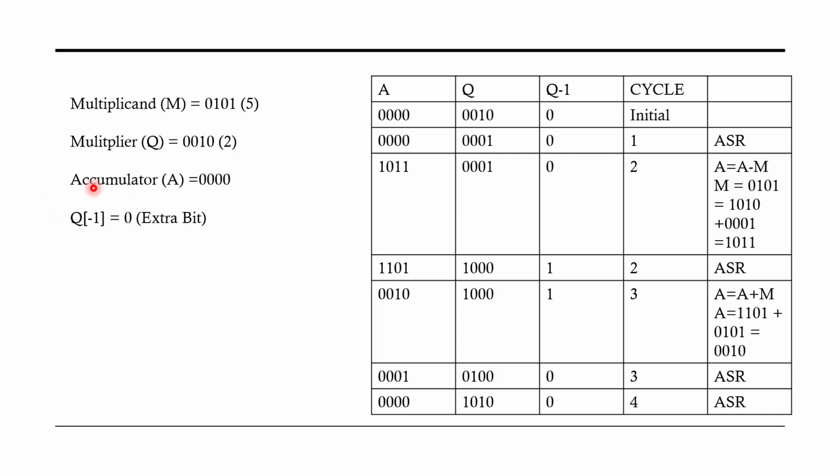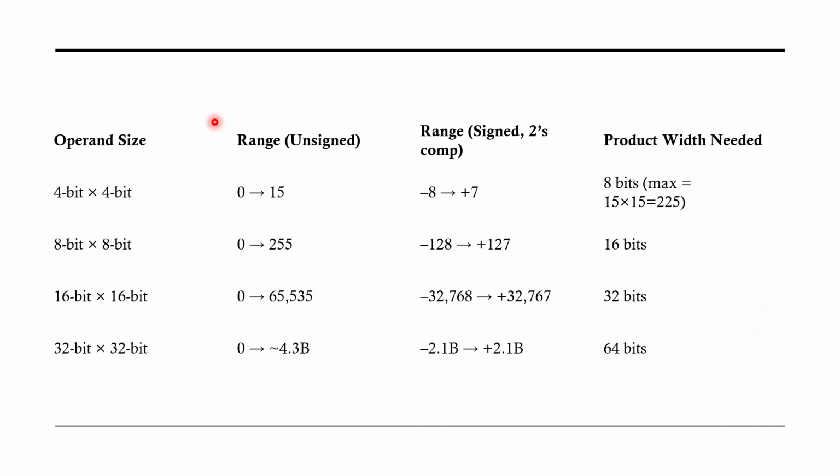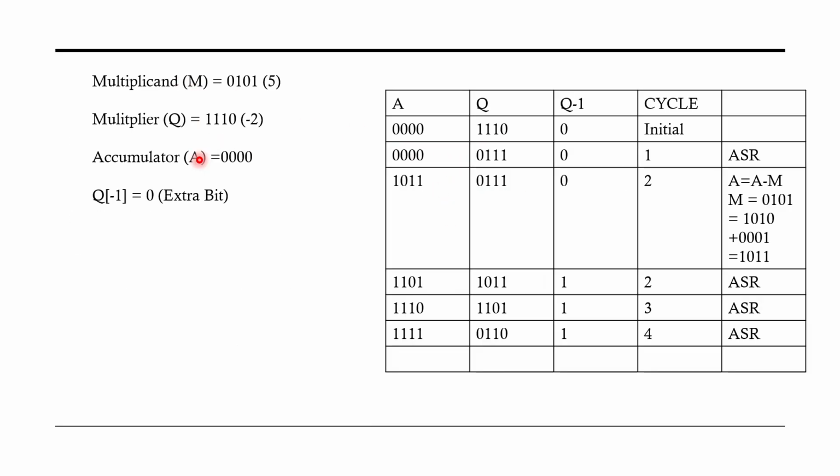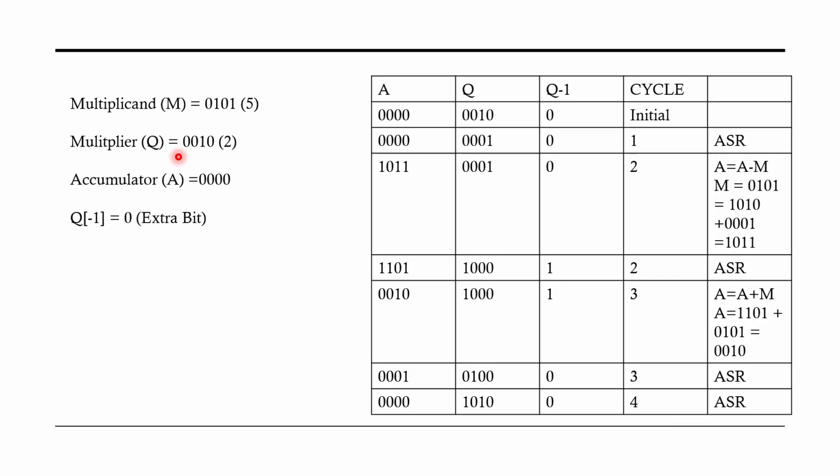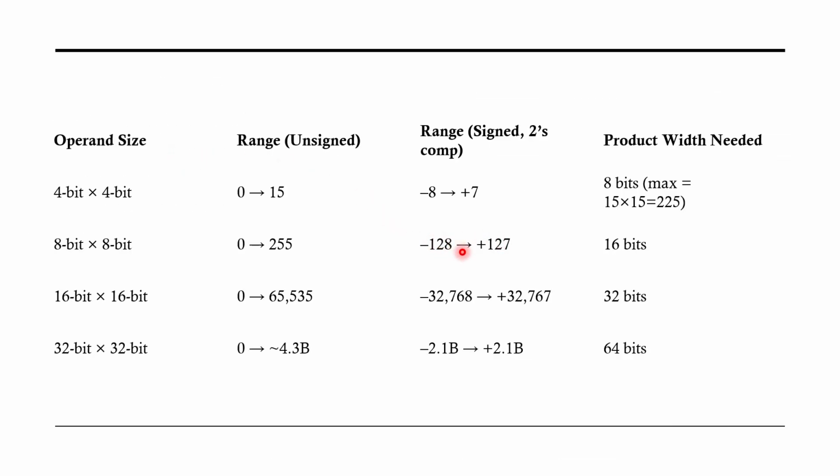So now we will see the example. We have 5 and then we have 2. Since it is 5 into 2, we can take 4 bits, because it is in the range of -8 to 7. Then if you say -11 into 12, it is correspondingly 8 bits, because it is in the range of -128 to 127.